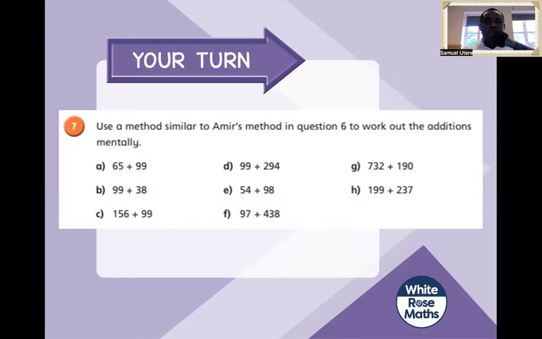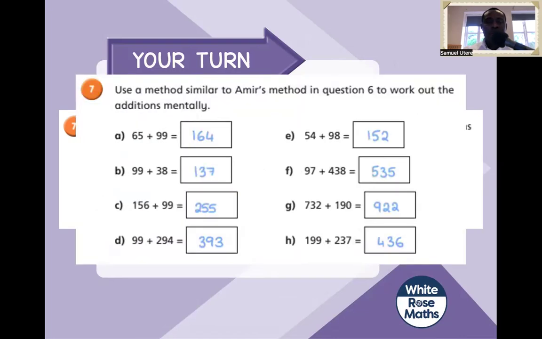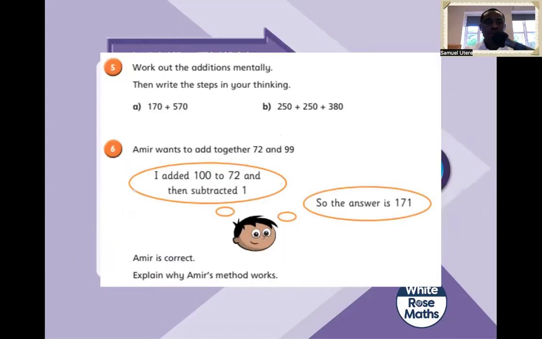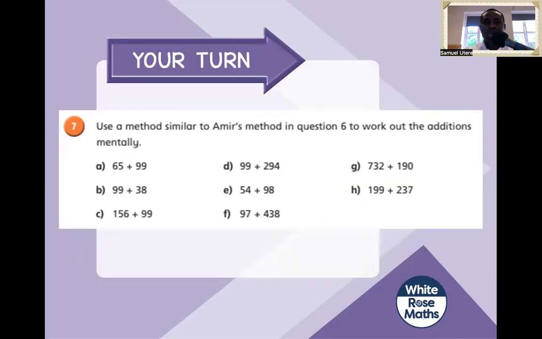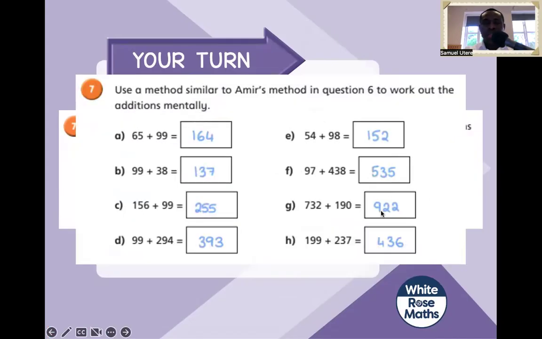Assuming you've paused the video and you've answered the questions, here are the answers. Let's discuss them. And these are the answers. So you were asked to use Amir's method in question 6 to work out these additions. What was Amir's method? Okay. So Amir simply used knowledge of working with 99, which is one less than 100, to do these calculations. All right. And these are the answers.